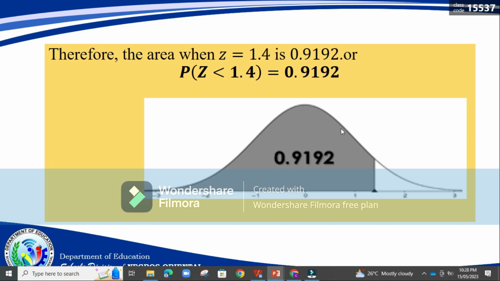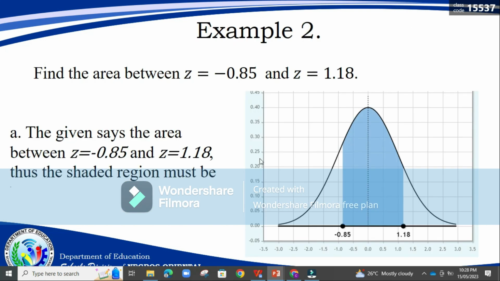Remember, the entire area of the normal curve or normal distribution is 1. That's why it's almost 1, the shaded part. Let's proceed to the other example.